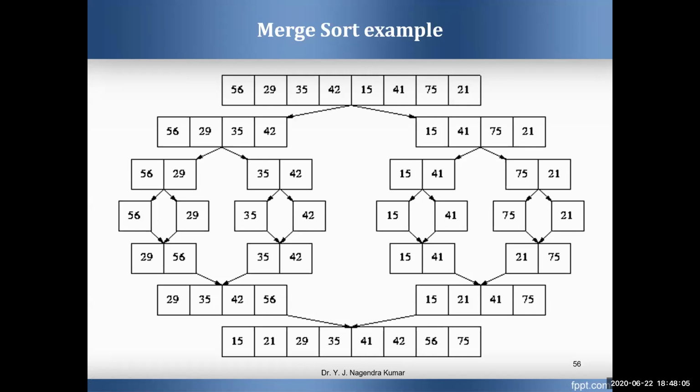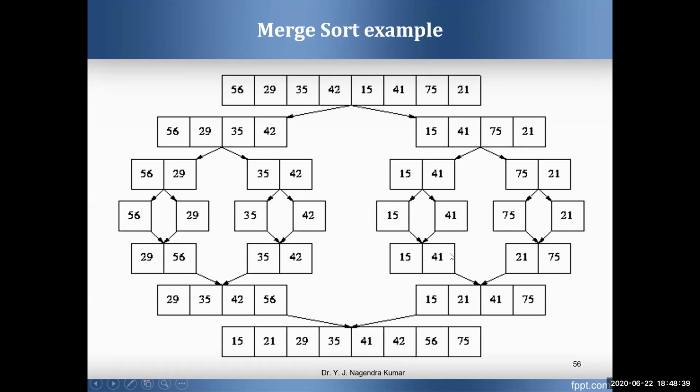In the second phase, we have to combine these elements. If you observe the second phase, 56 and 29, we have to compare 56 with 29. Whichever is the smallest number, you have to place it in the first cell. That's why 29 is in the first cell and then 56 in the second cell. So the first level is over. Now you have to combine these two elements, 35 and 42. So 35 is in the first cell, 42 in the second cell.